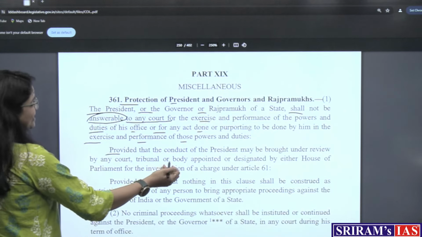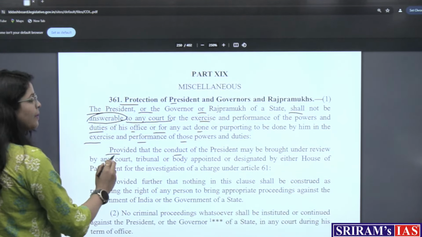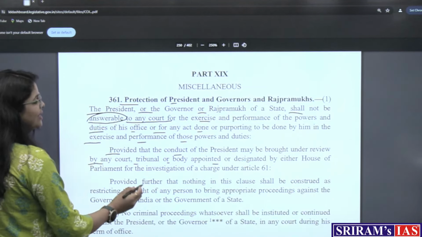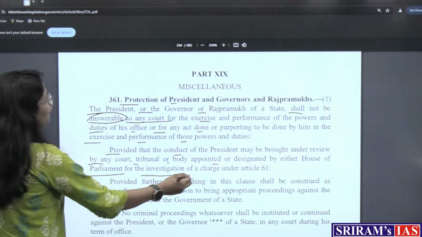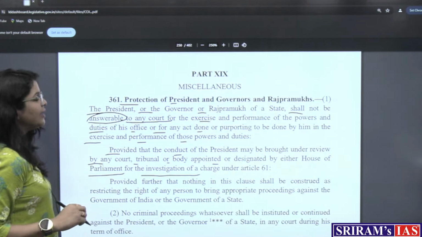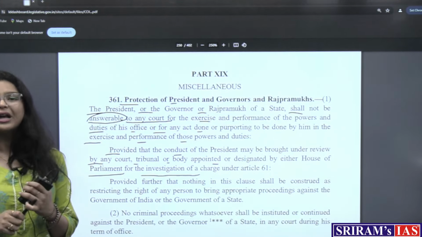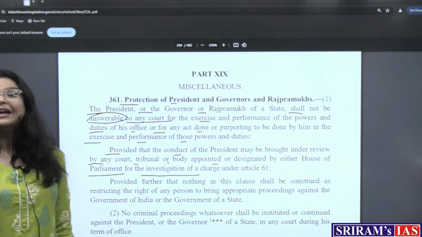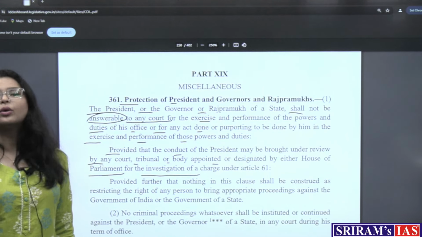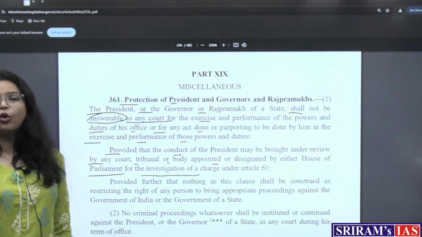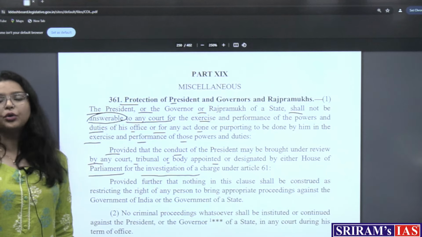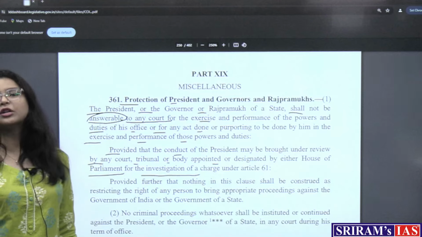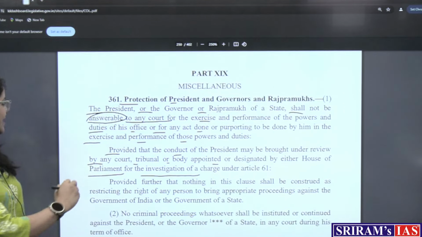The proviso states that the conduct of the President may be brought under review by any court, tribunal or body appointed or designated by either house of the Parliament for the investigation of a charge under Article 61. So as long as the Parliament is considering the impeachment of the President or Governor, till then they cannot be called into any question before any court while they are discharging their duties. So this is a constitutional immunity that has been granted to the President of India as well as a Governor of the state.